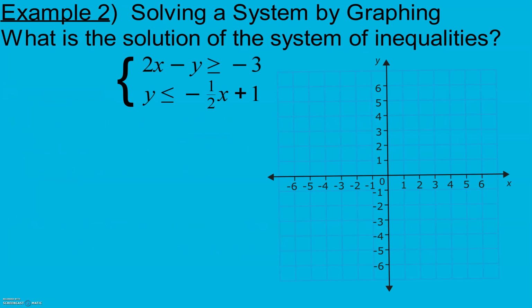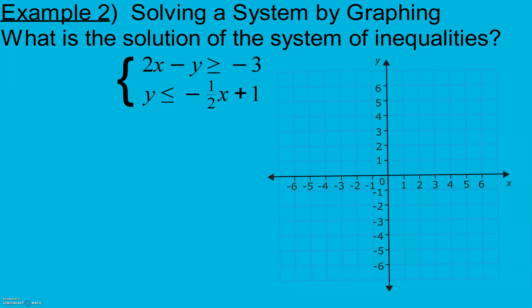Solving a system by graphing here. We can also use tables. I'm not going to spend a ton of time on that. There is an example in the book, but that's a lot more labor intensive and time consuming. So we're going to do it by graphing and then come up with our values from there. So we want to know, what is the solution of the system of inequalities?